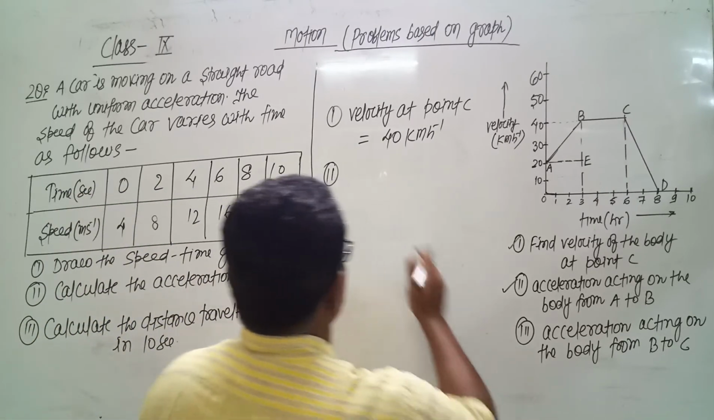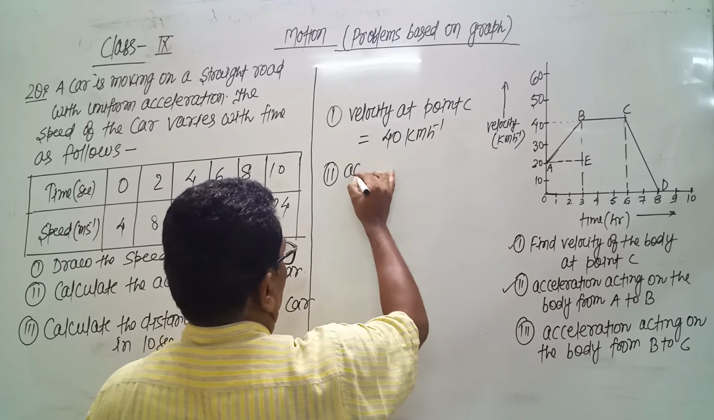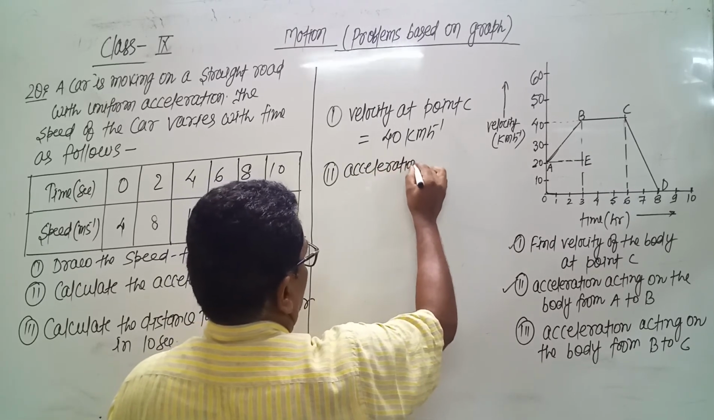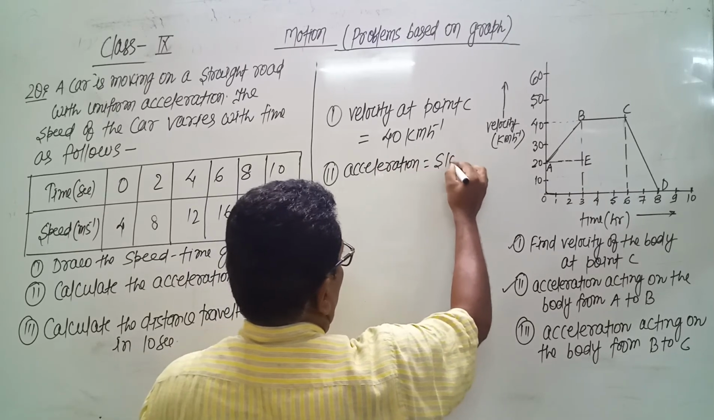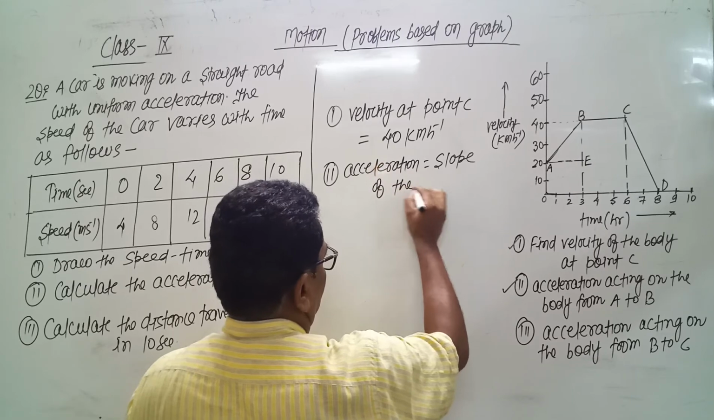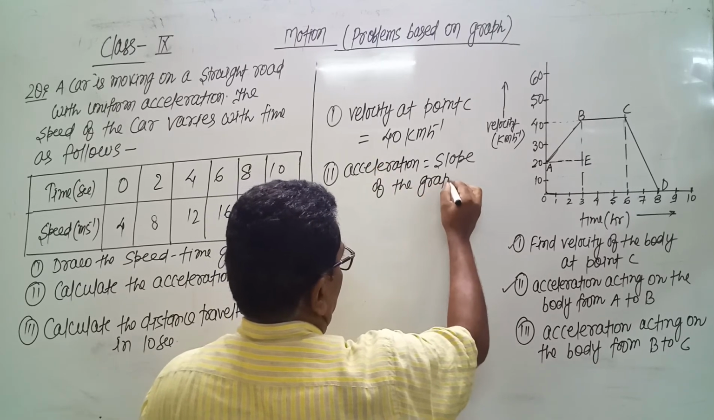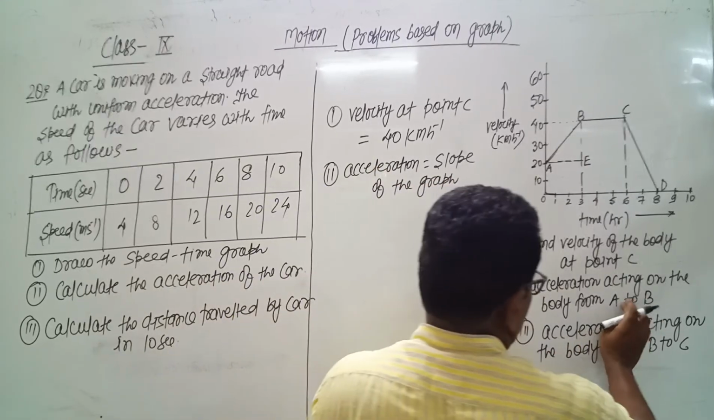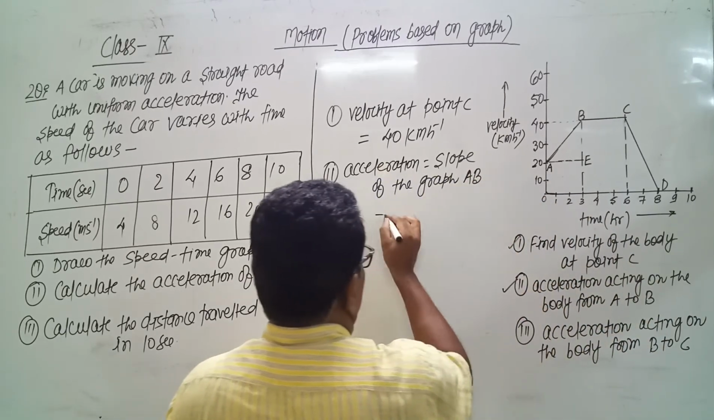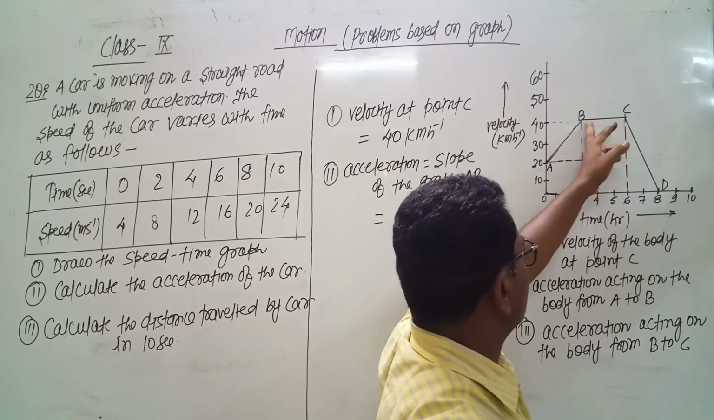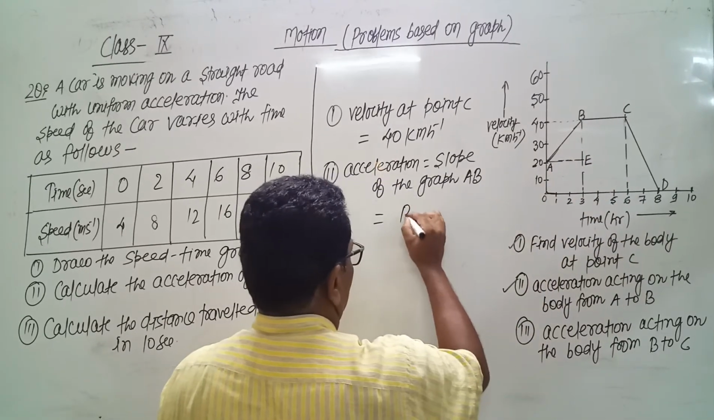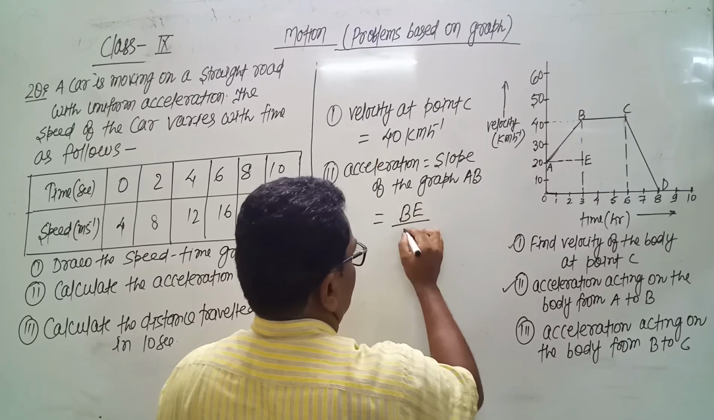So acceleration is equal to the slope of the graph, and we have to find the acceleration from A to B. So the slope of graph AB is calculated by perpendicular upon base. Perpendicular means BE and base means AE.